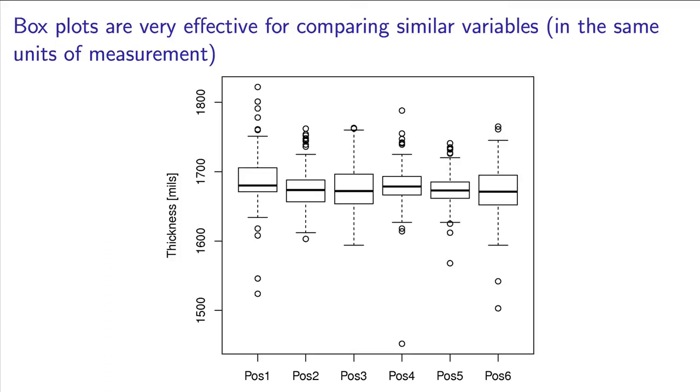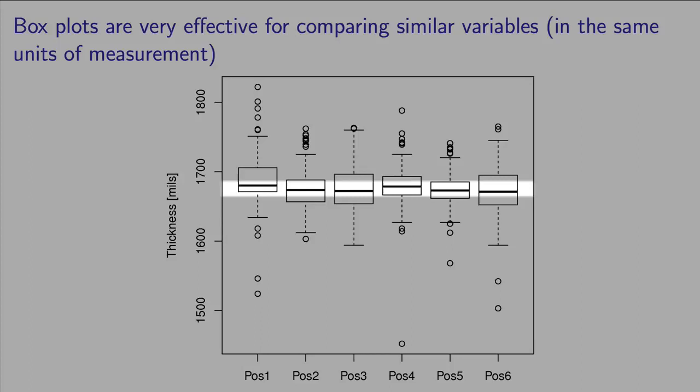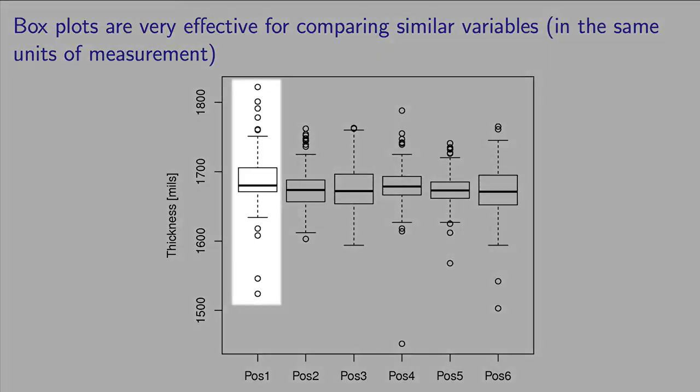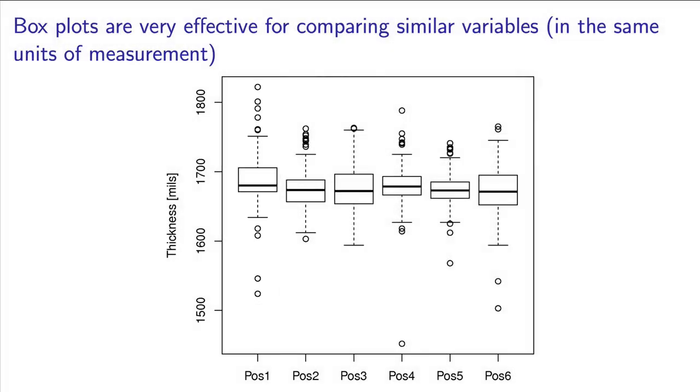It seems like all the boards are close to the target. The dark black line inside each of the box plots, the median, is close to the target 1680 value for all 6 positions. That is desirable. But position 1 seems to be creating a high degree of outliers with a large deviation from the median. These are boards that are sometimes too thick and sometimes too thin. Something in the process is causing unexpected variability.